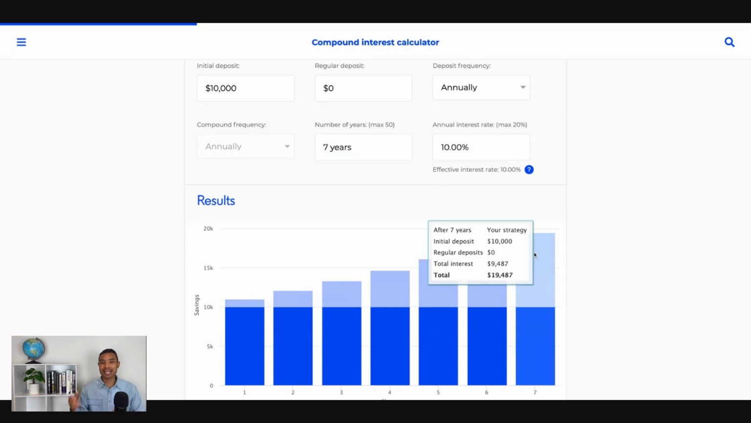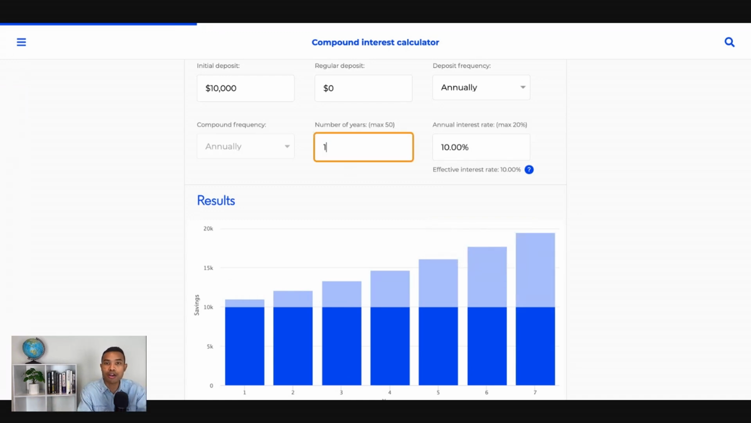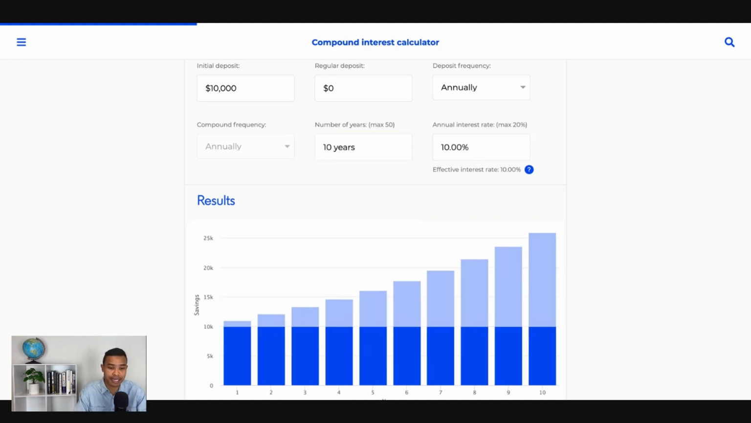It goes to $19,000. So let's see what happens in the 10th year. Does it go to maybe, you might assume, $20,000, around about $10,000 for $1,000 a year? But this is where over long periods of time, you start to see compounding really pick up. So here you can see it goes to $25,000.